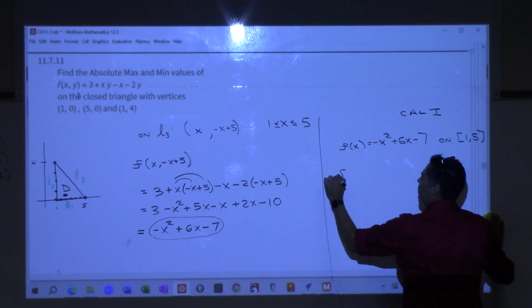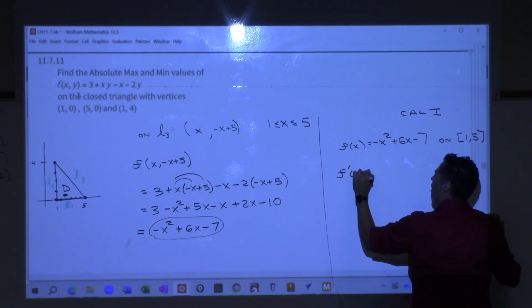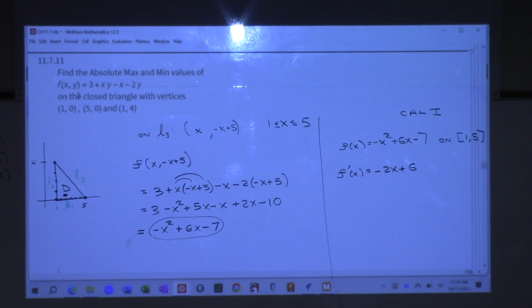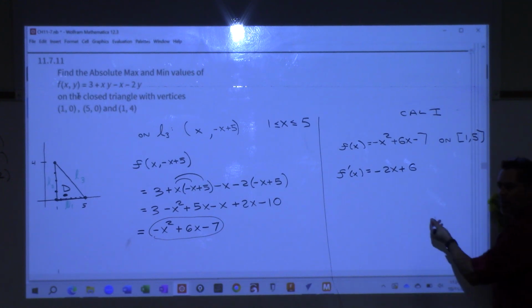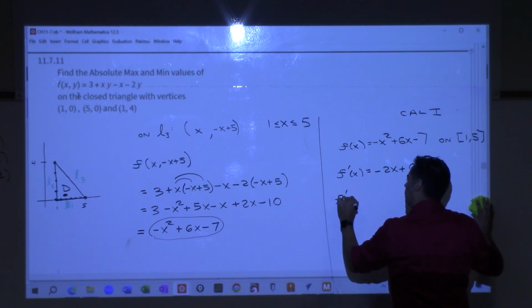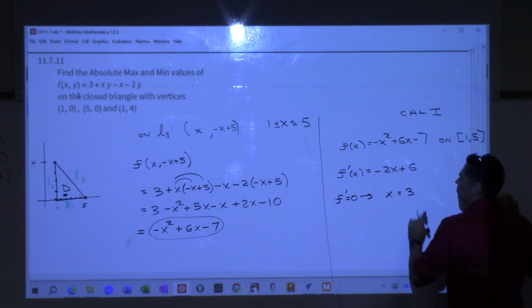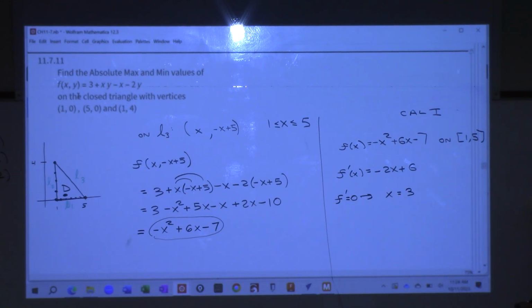So I take the derivative of this, and I get negative 2x plus 6, right? That's my derivative. Now I figure out where that derivative is 0, and that happens when x is positive 3, because it's a double negative. Okay. Is 3 in here? Yes, 3 is in here.